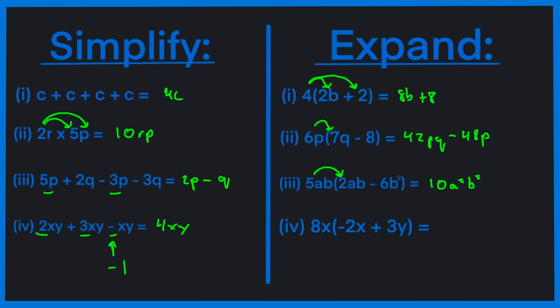If you're unsure about where we're getting these powers from, then do check out our previous video on indices. 5ab times minus 6b squared, well, we can write this out as minus 30, because 5 times minus 6 is minus 30. ab times b squared is going to be ab cubed. For our last question here, we have 8x times minus 2x plus 3y. So 8x times minus 2x, well, again, 8 times minus 2 is minus 16. And then x times x is x squared. 8x times 3y, 8 times 3 is 24. And then x times y is xy.